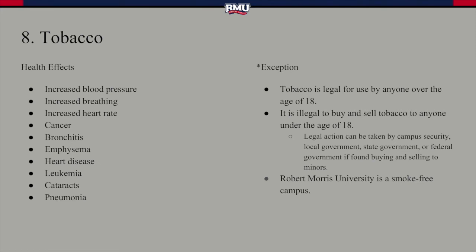Tobacco is most often found in cigarettes and is legal for use by anyone over the age of 18, and while there are little to no effects on one's psychological state, there are many health risks associated with smoking tobacco. These risks include increased blood pressure, increased breathing, increased heart rate, cancer, bronchitis, emphysema, heart disease, leukemia, cataracts, and pneumonia. Robert Morris University prohibits any type of smoking or vaping indoors.